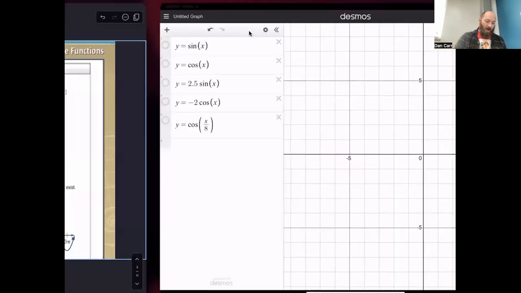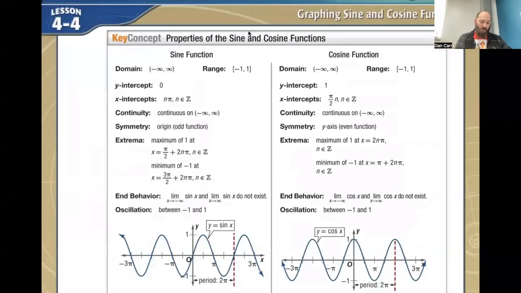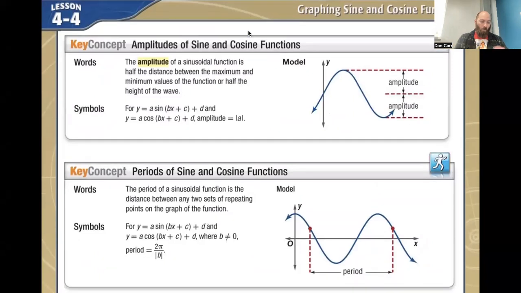So when we look at these graphs, we can make some adjustments to them. One example is talking about the amplitude. The amplitude of a sinusoidal function is half the distance between the maximum and minimum, or half the height of the wave. So we have this center line here, and we can go up in amplitude or down in amplitude.